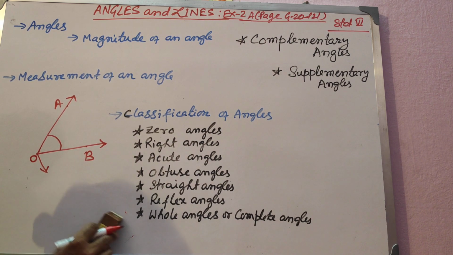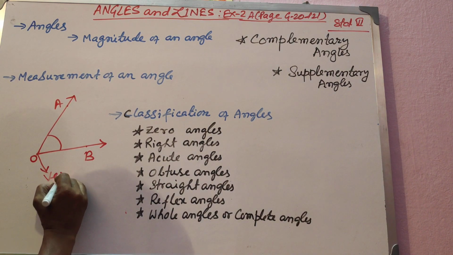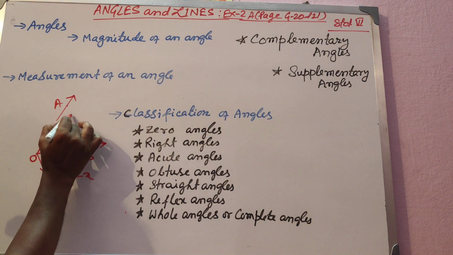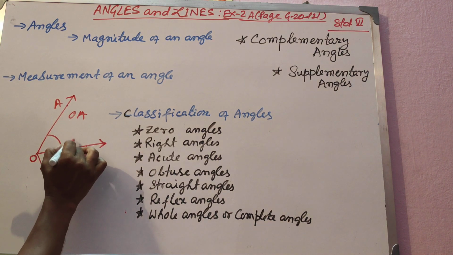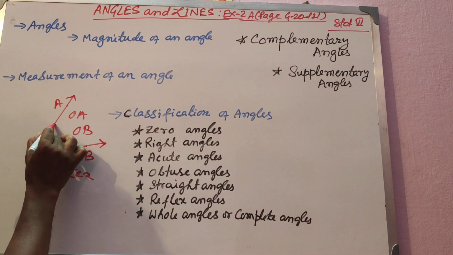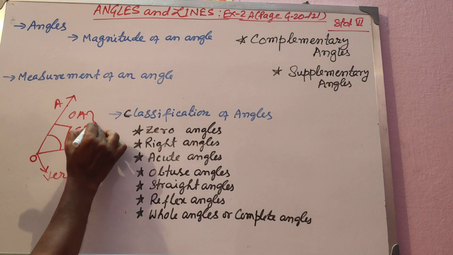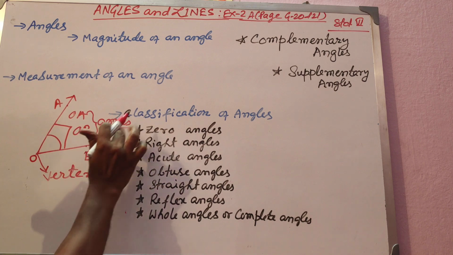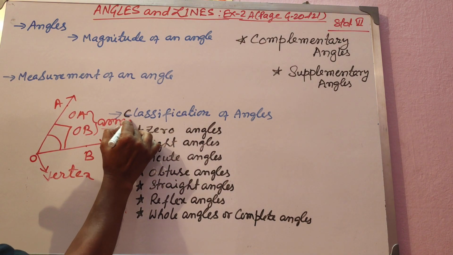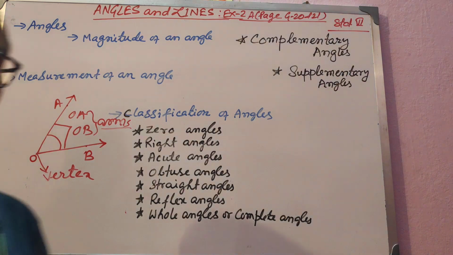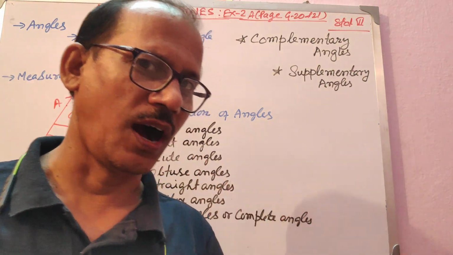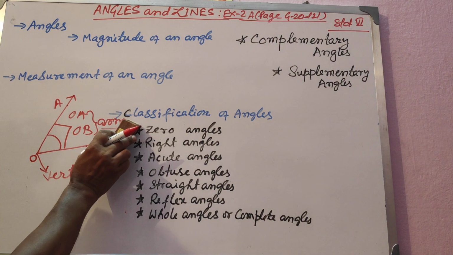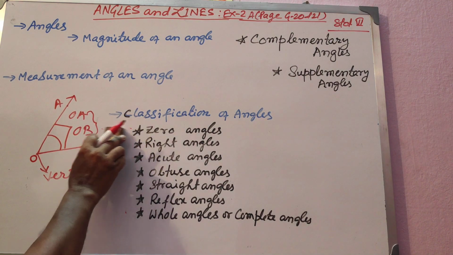Now you got this point as the vertex, fine. What more aspects do you want to know? This OA and OB, these two are called the arms of an angle. So an angle should have one vertex and two arms, two sides. You can call these arms sides. Could you understand? Now, what do you understand by the magnitude of an angle?